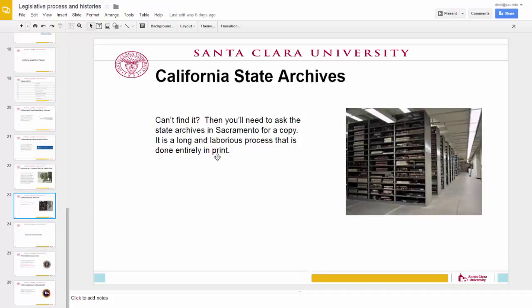If your document is not available in the Governor's Chaptered Bill File because it either predates or follows the date coverage, or it simply was not selected for inclusion, then your only recourse is to make a request from the California State Archives. Be forewarned, however, that working with state archives is a rather long, laborious process. It's done entirely in print and via fax machine. They have not yet really entered the 21st century. When you make requests from the State Archives in Sacramento, you have to fax in a request. They fax back what's available. Then you fax in what you want. They photocopy what you want and then mail it back to you. It's rather slow.